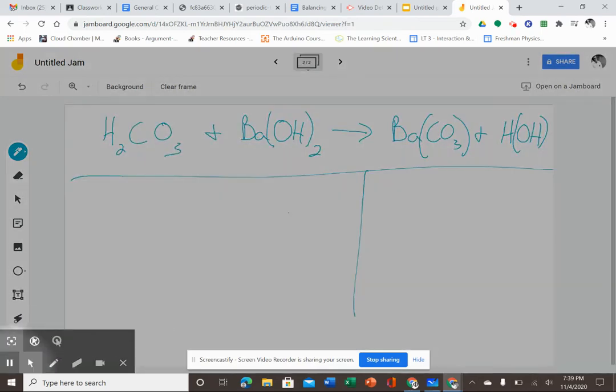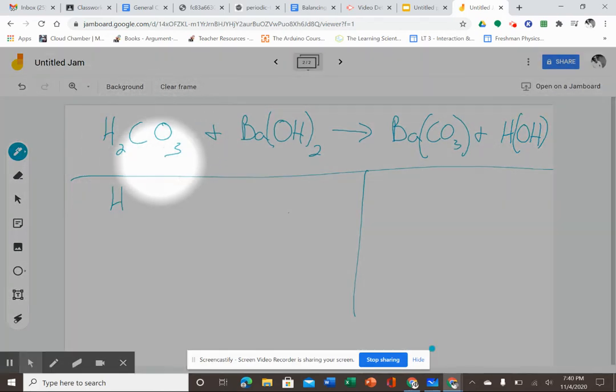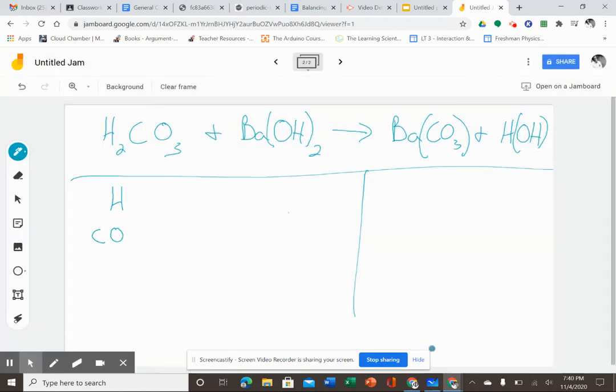Okay, checking the balancing equation part for the carbonic acid plus barium hydroxide produces barium carbonate and water. Carbonic acid and barium hydroxide produce barium carbonate and water. So going through, it's the same sort of accounting that we did before. I can check how many H's I have, and this carbonate, pardon me, this carbonate is a group. So I'm just going to do that whole group here.